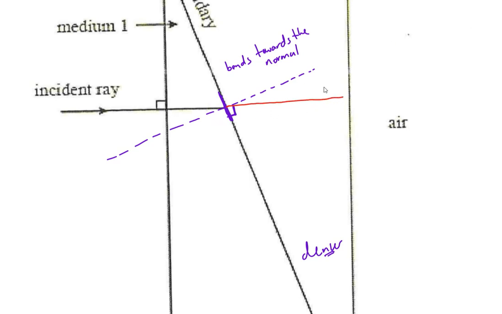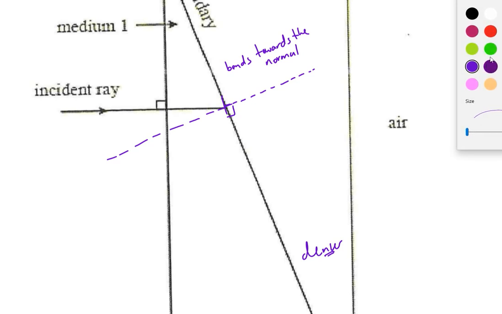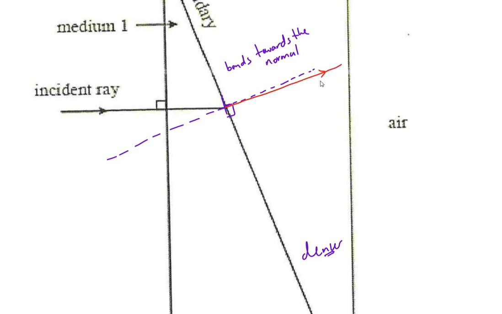That's not good enough. So it's going to bend toward the normal. Let me just do this again. Okay, here we go. I'm going to use the red one again. It's going to bend toward the normal. Here we go. So as you can see, it's bending towards the normal. It is not on the normal, it is towards the normal, close to the normal.